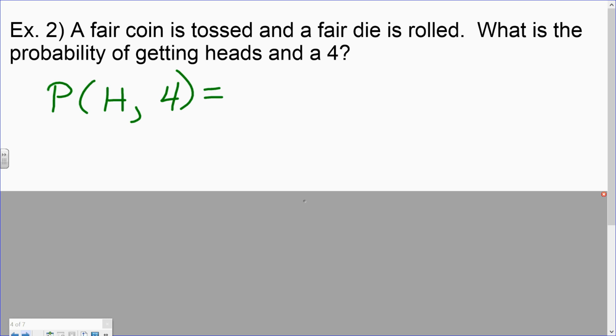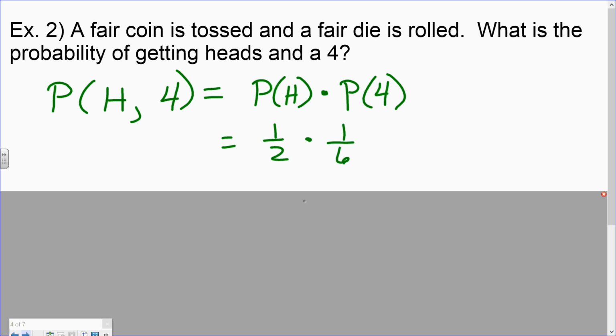So to get my answer, I am going to figure out, well, what's the probability of getting a heads by itself? And then the product, so I'm going to multiply this by the probability of getting a 4 when I roll the die. So everybody, what's the probability of getting heads when you flip a coin one time? 1/2. And what is the probability of getting a 4 when you roll one die? 1/6. There are 6 sides, only one of those is a 4. Multiply, and we have a 12th.